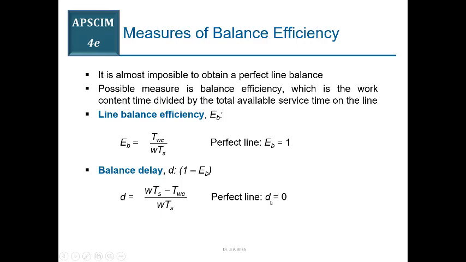Again, if your D equals 0, this means that it will be a perfectly balanced line. They are complements of each other. EB plus D will always be equal to 1. So अगर आपके solution में EB और D आपने find किए and if the sum is not equal to 1, less than 1 है या greater than 1 है, this means that your solution is not correct. So you will have to revisit your formulation.